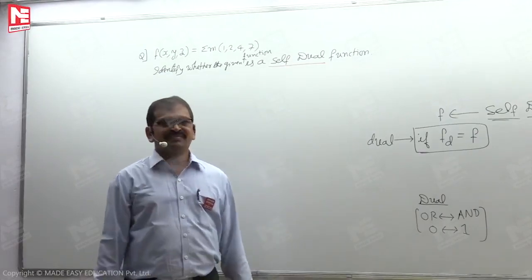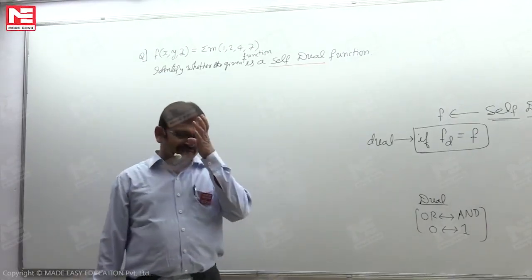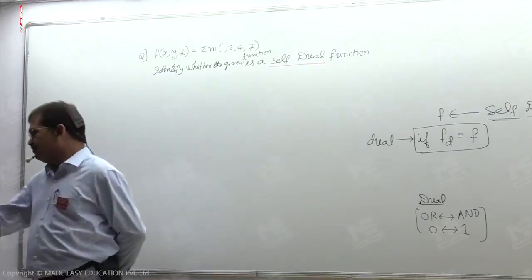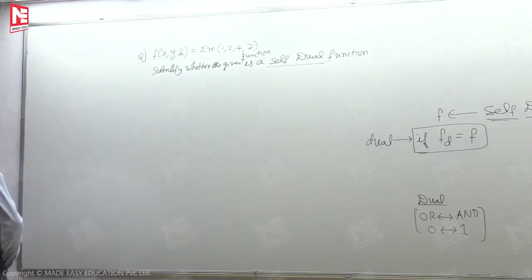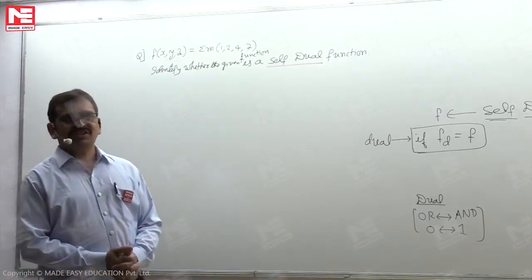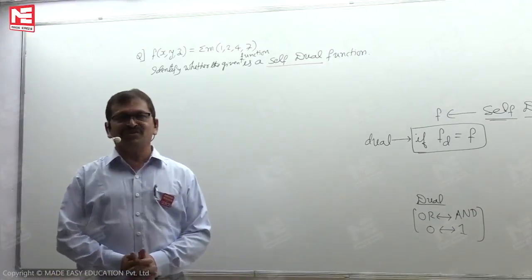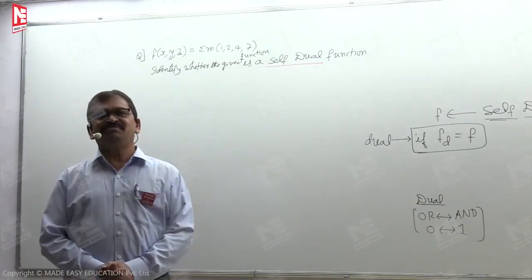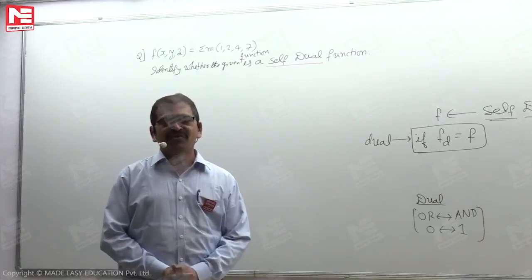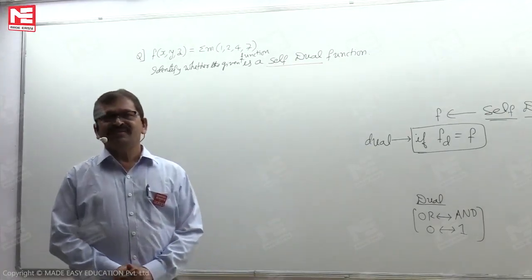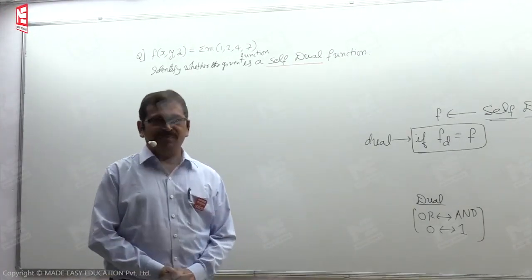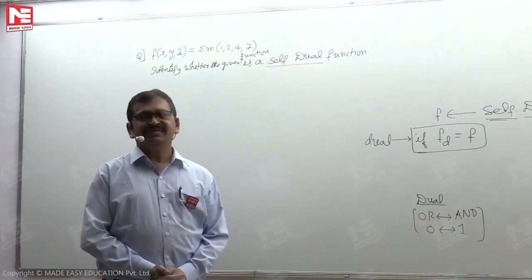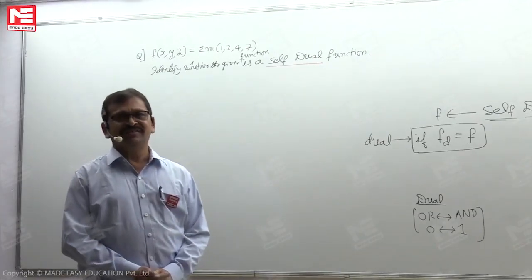Consider fd is the dual of the function f. If fd is equal to f, then the function f is said to be a self-dual function.